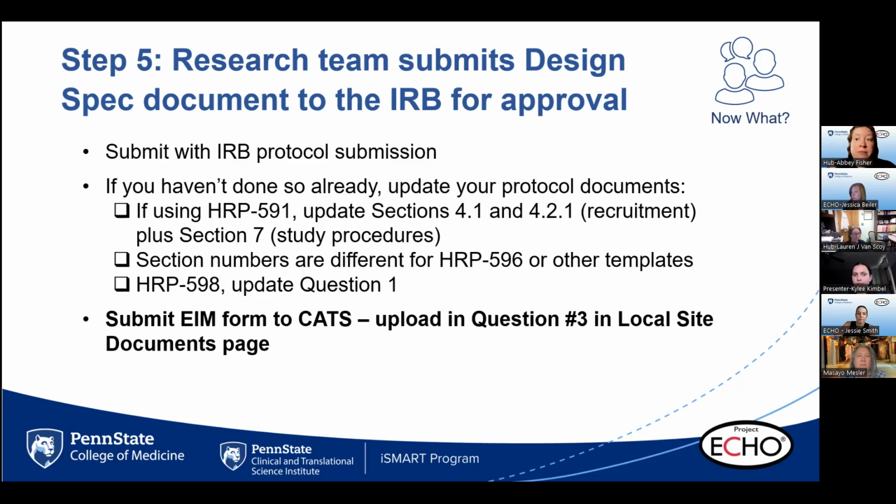And then a couple of notes about your IRB protocol. If you are using this route, there are some sections in the protocol documents that you want to update. So if you're using the HRP 591, which is usually the most well-known protocol template, sections 4.1 and 4.2.1 are about recruitment, and section 7 is about study procedures. The section numbers are slightly different for other protocol types, but basically it's the same idea: you need to let them know that you're using the EIM system for identifying and recruiting subjects.